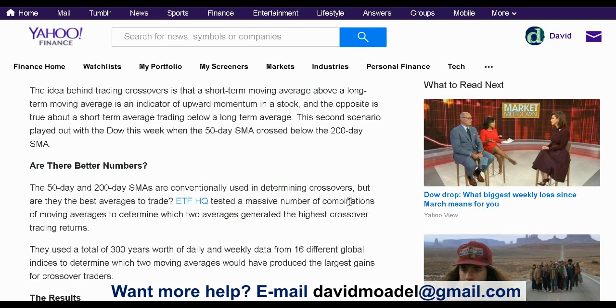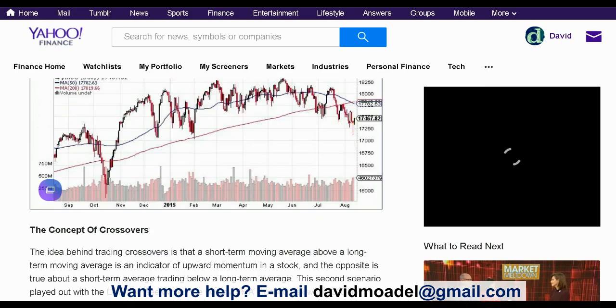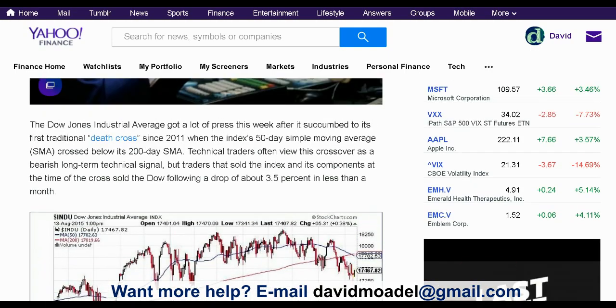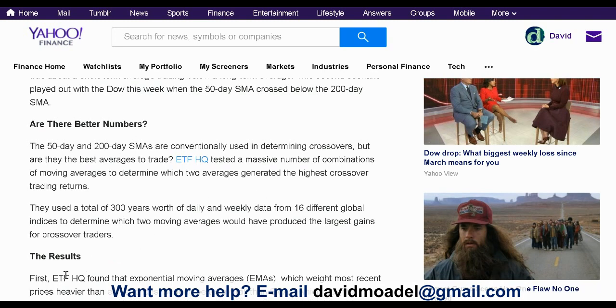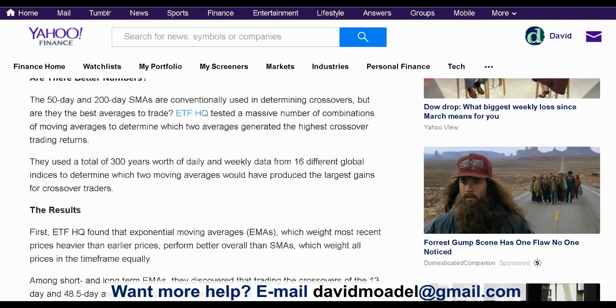They used in this study 300 years worth of daily and weekly data from 16 different global indices to determine which two moving averages would have produced the largest gains for crossover trades. So they crunched a lot of years worth of data here, and I have to give them credit for that. Also I want to give credit to whoever did this study. It is from ETF HQ. They conducted the study.